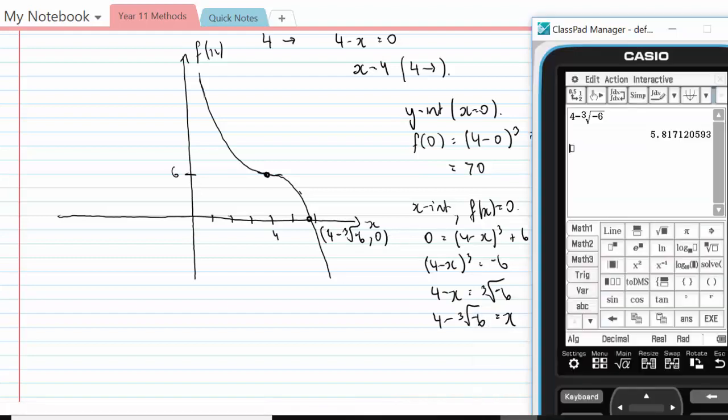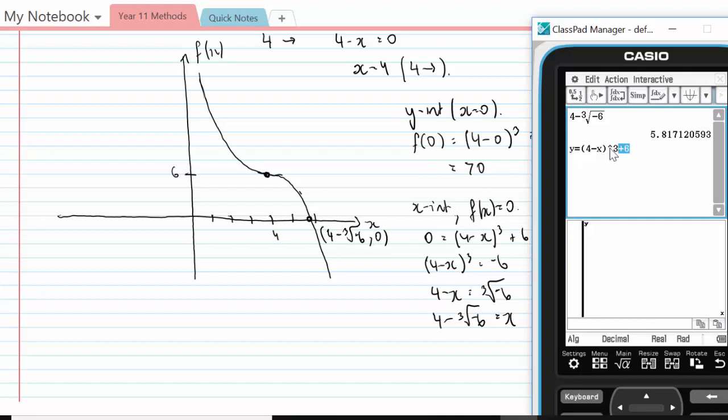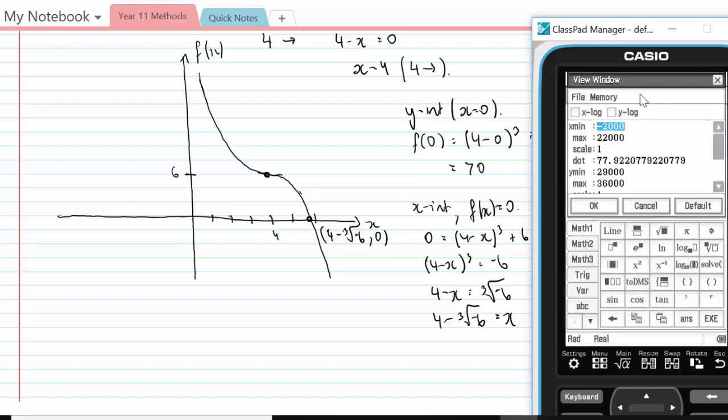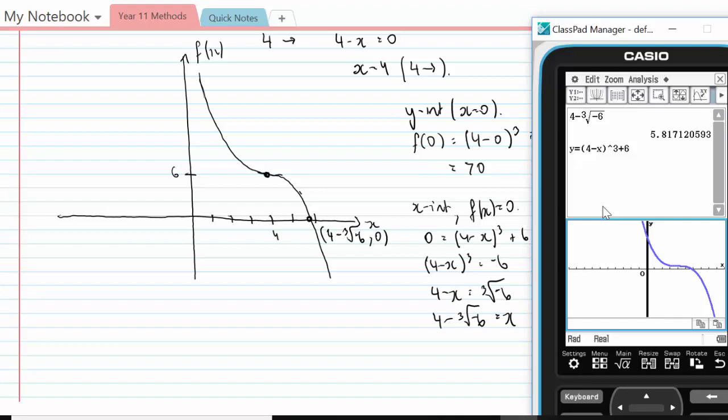These can be done on your calculator. So if I write the equation y equals (4 minus x) to the power of 3 plus 6, then I can bring up the graph, highlight this and drag it onto the axes. And I'll change my window so that I can see it all. So I'm going to make my x min negative 10, max 10, y min negative 100 perhaps, and max 100. There we have it.